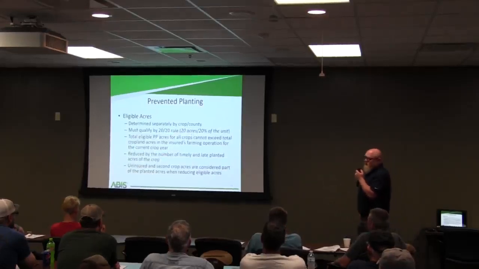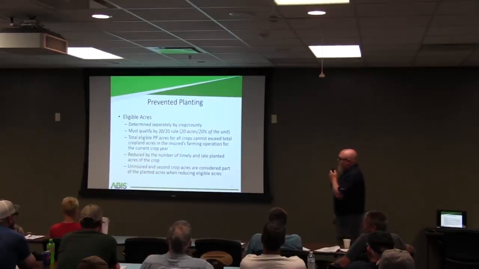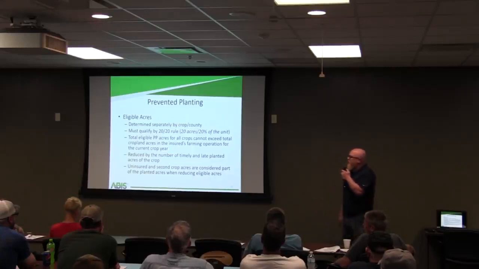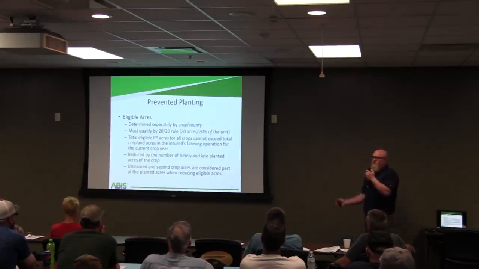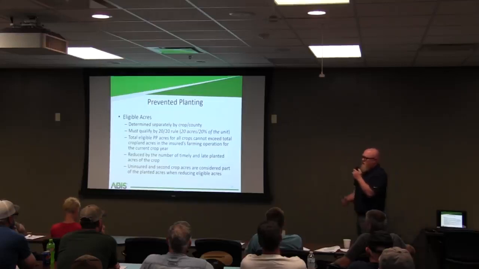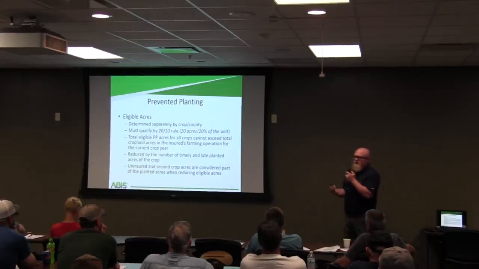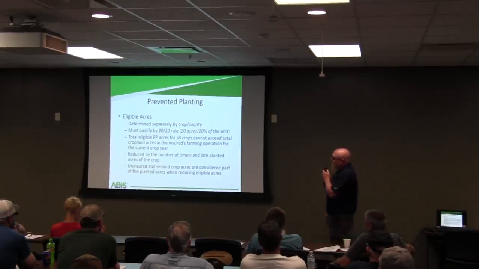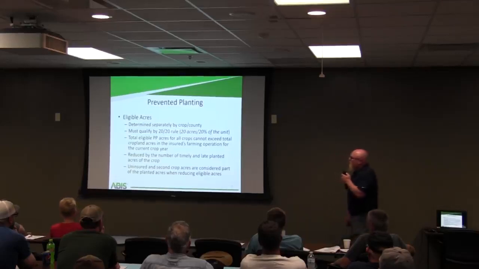It's going to be determined separately by crop and county, and we must qualify. The 20/20 rule is kind of the standard for that. You got to have 20 acres or 20% of the unit. So if you're on enterprise units, you could have 4 acres in 5 different fields qualify. Otherwise, if you're on optional units, it would have to be 20 acres of that particular farm. Total eligible acres of the crop cannot exceed total crop land acres for your operation for the current crop year.